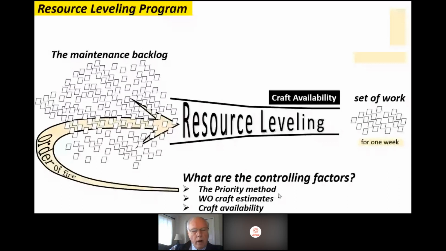Now, here's our order of fire. Based upon the prioritization method that we're using, it will determine out of all of these work orders which ones go through this pipeline first. That's very important. It just shouldn't be the report date, origination date. All right. So the craft availability plays a role, obviously, and that creates a smaller set of work. I'm not saying do it on Tuesday. I'm not saying perform the work by Jim Bob. It's just a set of work for 1 week.